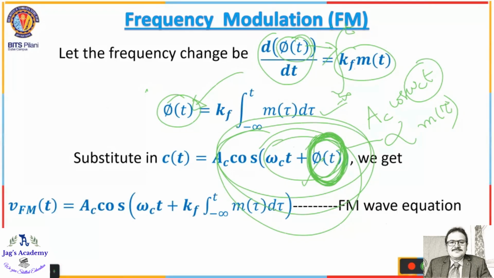substitute the value of phi of t. You want to write it in terms of only frequency. Omega ct plus phi of t. What is phi of t when you write in terms of frequency? See, d phi of t by dt is equal to frequency. What is phi of t in that case? If you want to write in terms of frequency, integration. Yes or no?